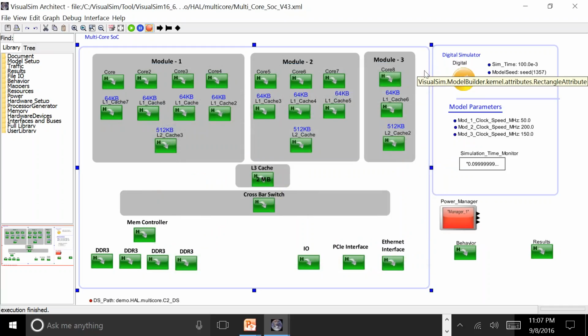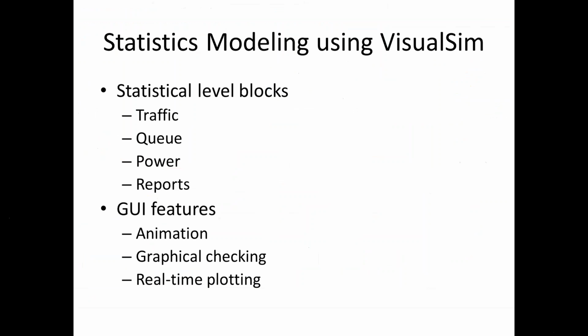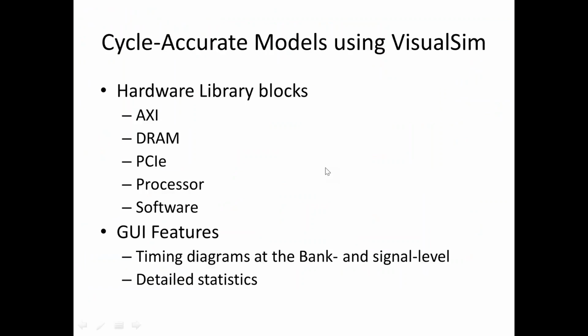This is actually one of the advantages of VisualSim. You only want to go down to cycle accuracy when you need that level of information, because obviously you're going to take a performance hit. If you don't need that level of information, you can be at a statistical level and still get cycle accurate details. Now, another aspect is the cycle accurate modeling.